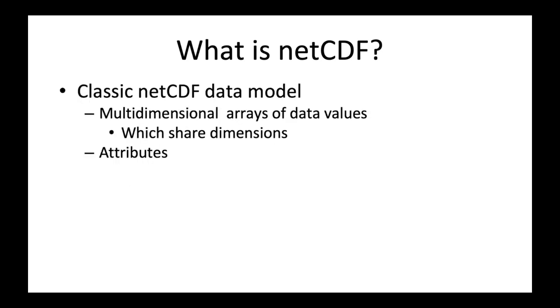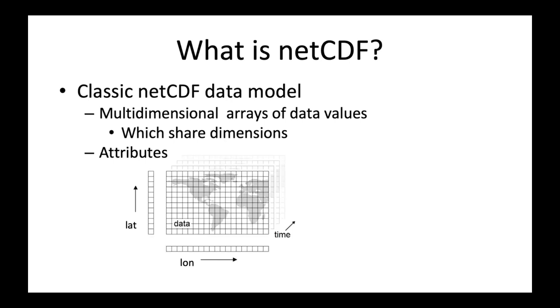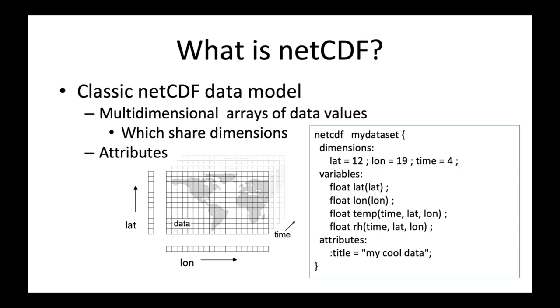Okay, data model. It's the important part. The classic data model is basically multi-dimensional arrays with data values, shared named dimensions, and then attributes. There's a little picture of some data and its dimensions, or maybe coordinates. I haven't mentioned coordinates yet. And this is just CDL.